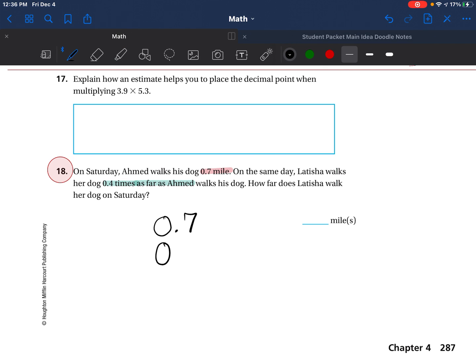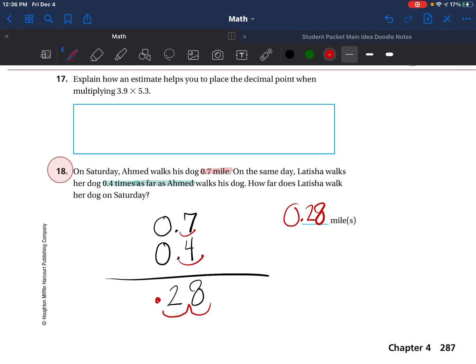So this is just like the lesson we did for 4.8, which is, if you remember, really easy. All we have to do is just take 4 times 7. And 4 times 7 we know is 28. And then we count our decimal places. 1, 2. So our decimal place is going to go 2 places in. So our answer is going to be that Letitia walks her dog 28/100 of a mile.